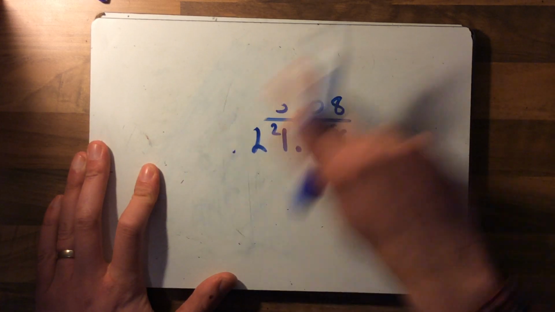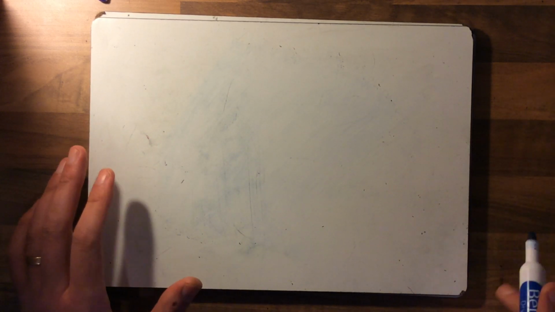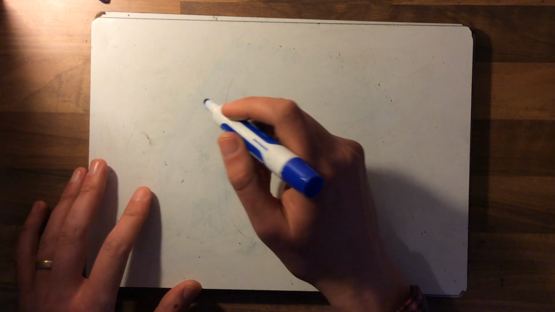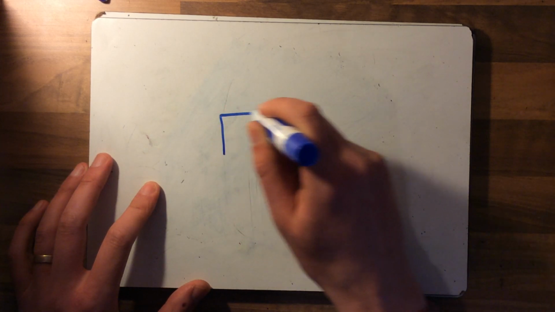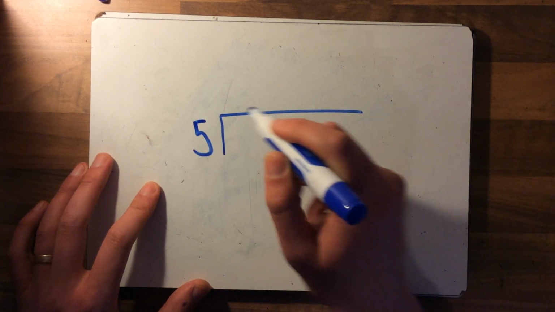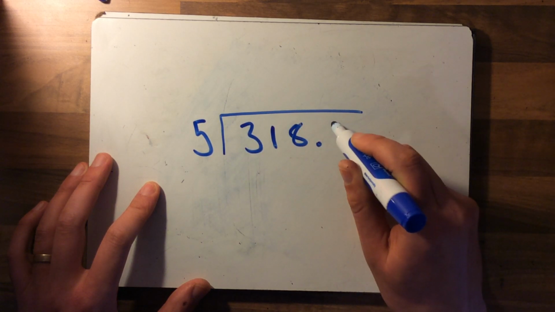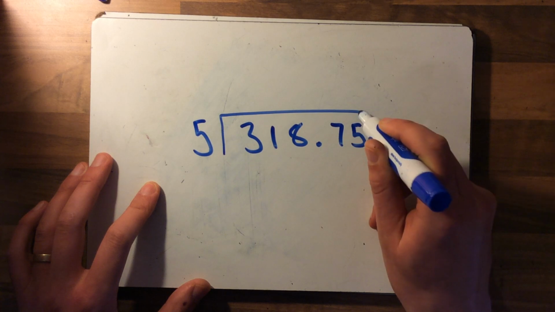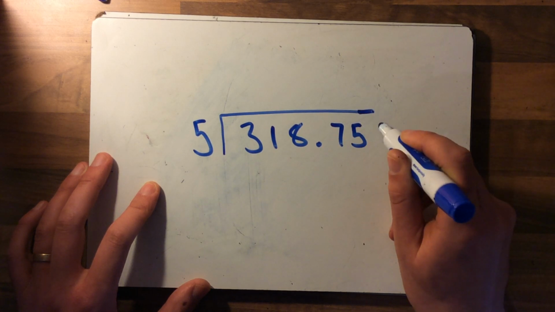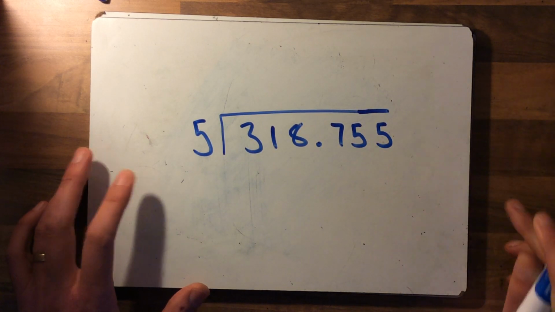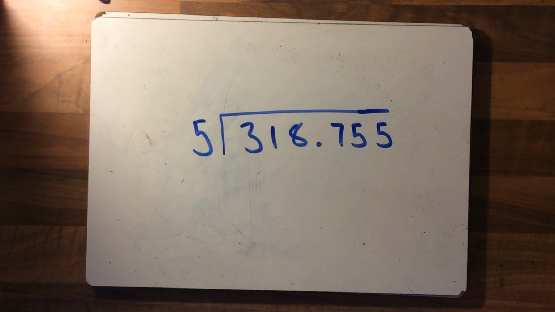So, last question for this video for you to have a go at, and we will do a slightly larger one, and we'll divide it by 5. Let's do a longer one. You're capable of that. So 318.755 divided by 5. Could you have a go at that for me, Year 6?